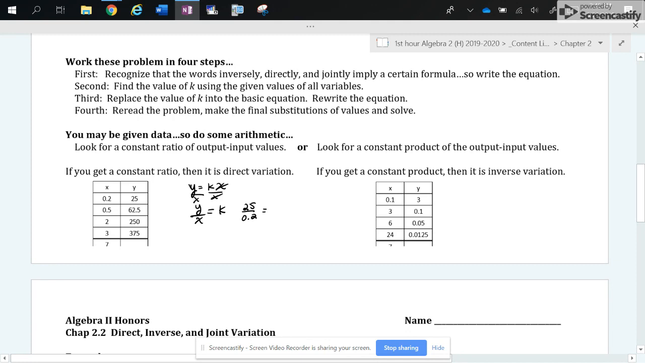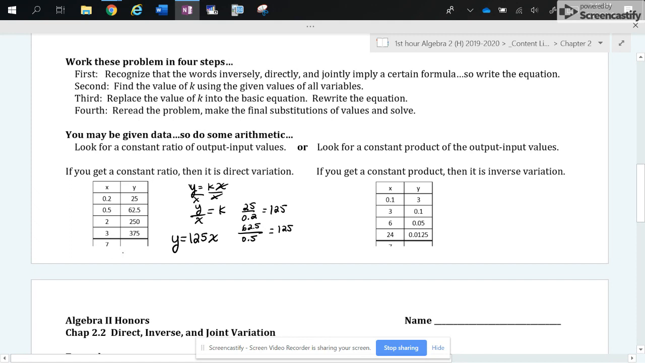It would be 25 times 5, so it would be 125. And 62.5 divided by 0.5 would also be 125. So notice that y divided by the x is the same. Therefore, we have what's called direct variation. And my constant of variation is what I get when I divide the y by the x. So in this example, y is equal to 125 times x.